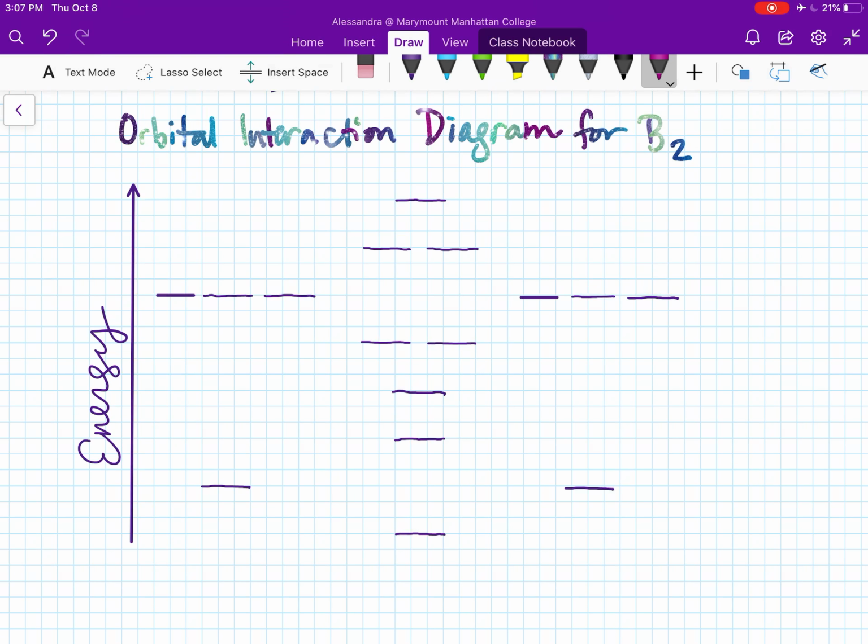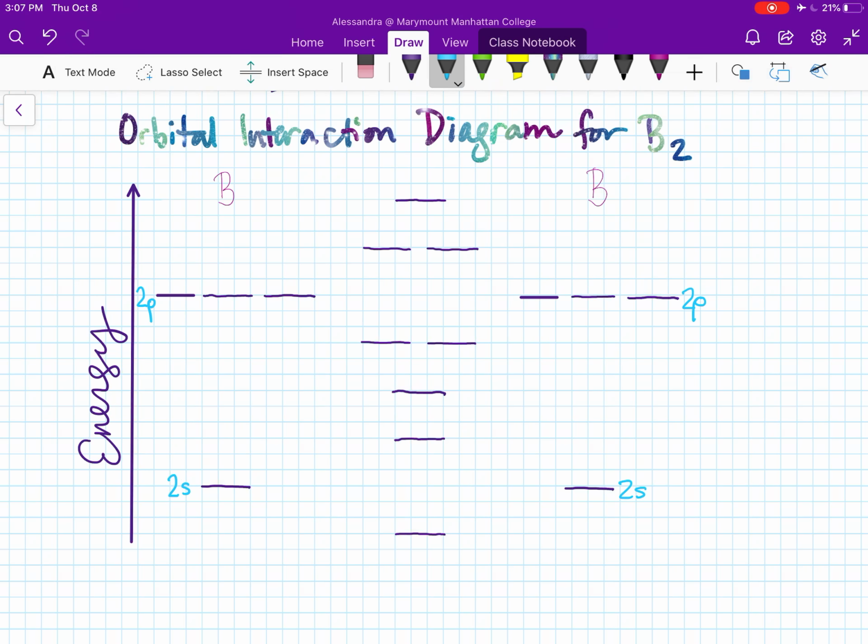So for each boron atom, on each side here, for boron A and boron B, I've drawn the valence atomic orbitals. The valence atomic orbitals are of course the 2s orbitals, which are lower in energy than the 3 degenerate 2p orbitals. So these are the 2p orbitals for each boron.